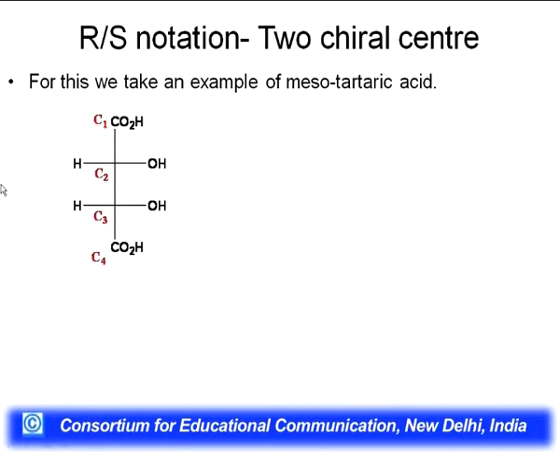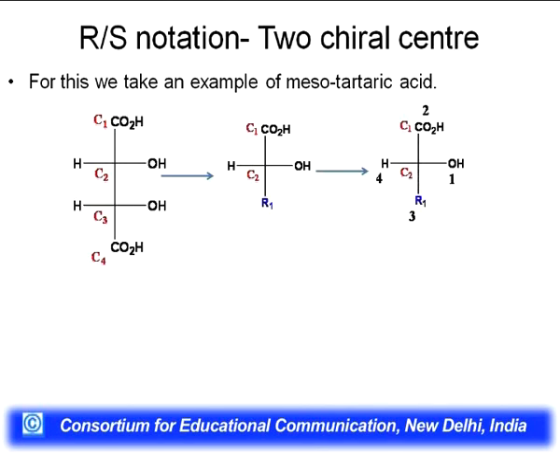Now I have to get the C2 and C3 RS configuration. What do I do? I replace the C3 and everything further downside, all this, into one group and I give it a name as R1. When I do this R1, what is the next step? Next step is giving priorities. When we give the priority, what would be the priorities in this case?